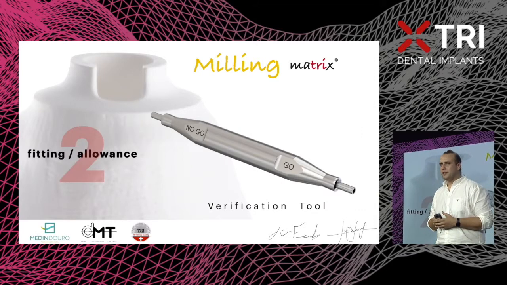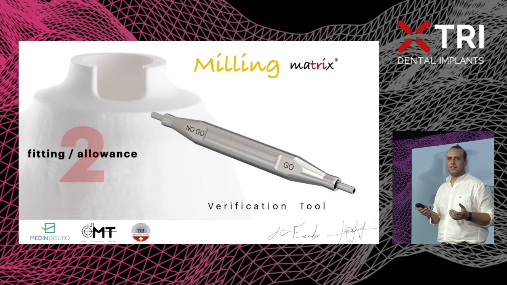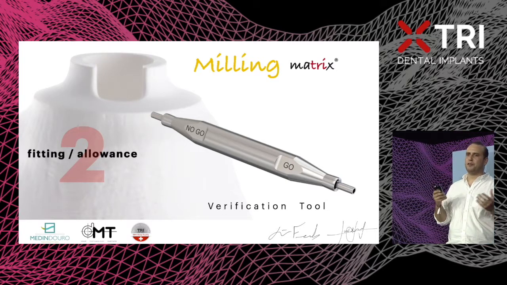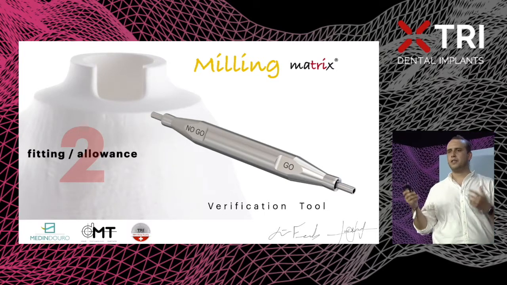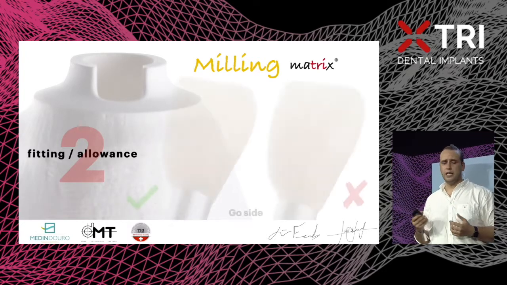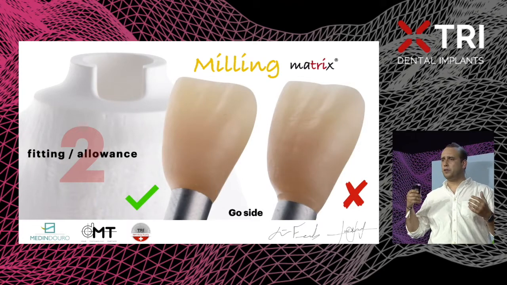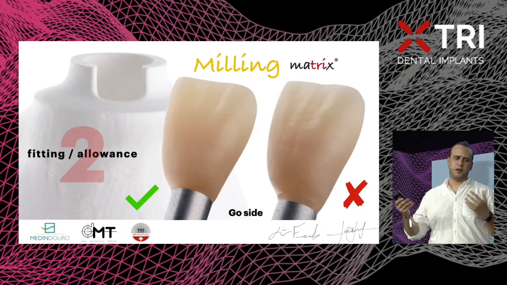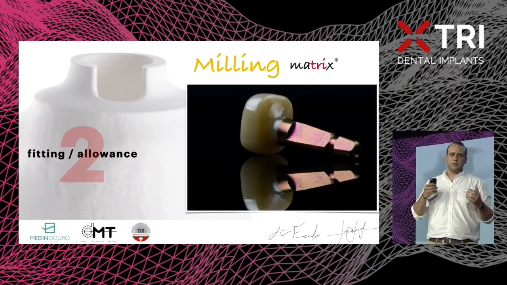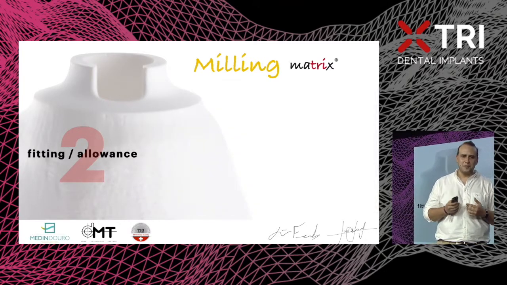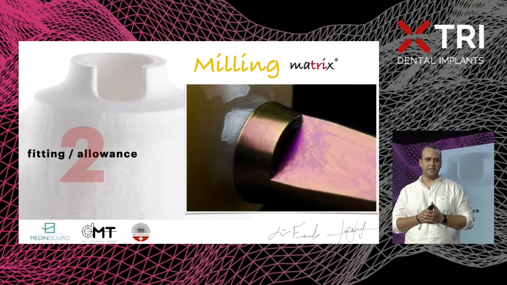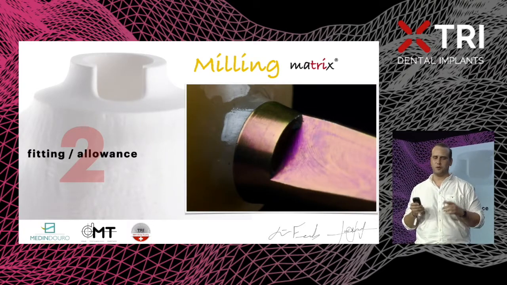The second point, the fitting and the allowance. For that, in the lab, the 3 team created a verification tool with 2 different allowances, the maximum and the minimum, and we can check easily in the lab if the crown is going to fit or not, or if we have to change some stuff. And just to take a look at those pictures, we can see the really, really good fitting on the implants, and that's the way we want to achieve.